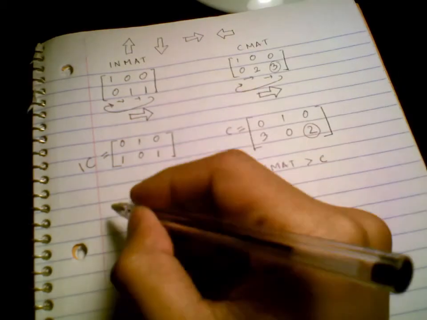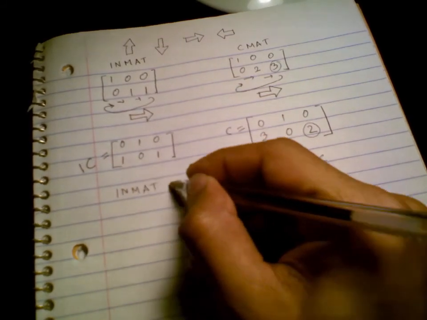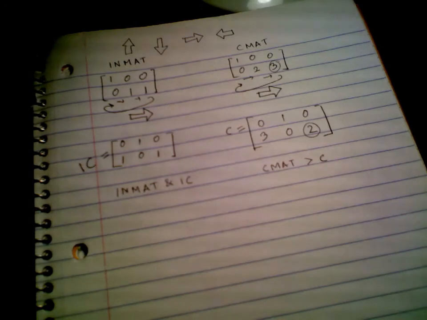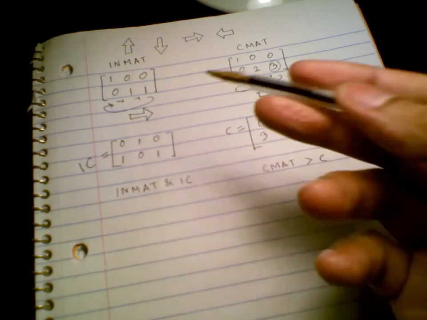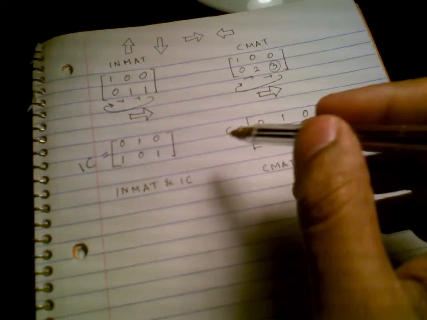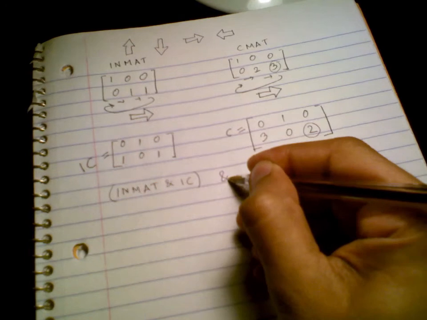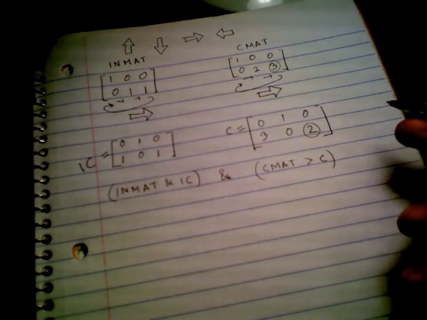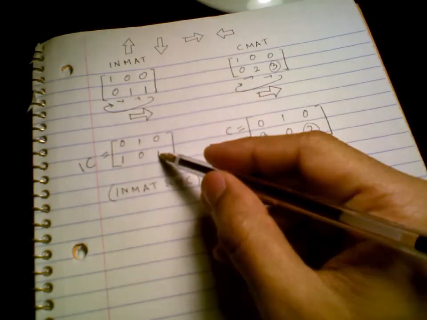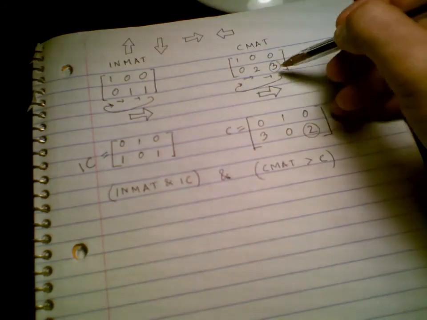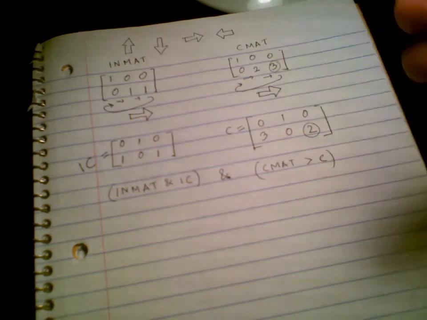And for this part, we compared InMat and IC, and we notice that the non-zero elements here tell us that we identified a cluster. So if we combine these two, in that case we find the corresponding true element from here and the element which is bigger in CMAT compared to C.